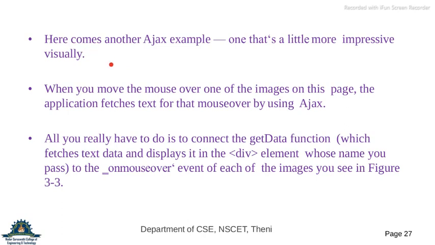In the past example we have used the button, so the on click function we have used, or you can use your mouse as an input. If you move over any particular image, what should be done, you can think it over. Okay, let me see some more examples. Here are some other examples of Ajax. One thing a little more impressive visually: when you move the mouse over an image on this page, the application fetches the text for that mouse over by using Ajax.